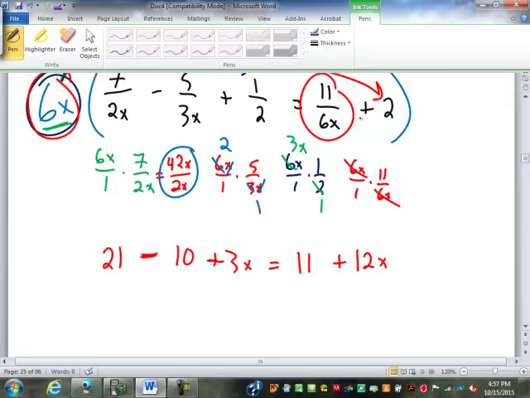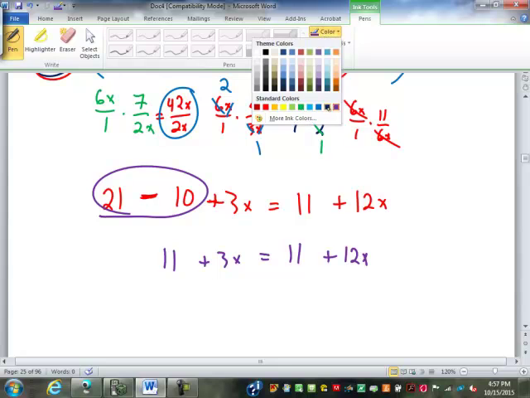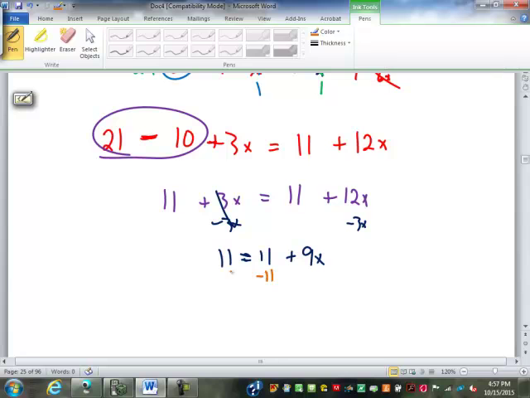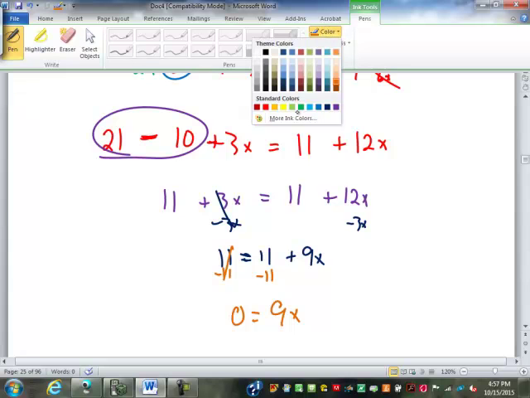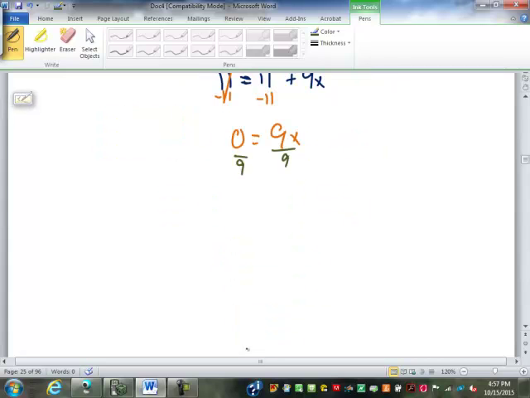Combine what we can. On the left side, we get 21 and negative 10 make 11 plus 3x equals 11 plus 12x. What would be next? Subtract 3x. So 11 equals 11 plus 9x. And then subtract 11. 0 equals 9x. And then divide by 9. What's 0 divided by 9? x equals 0.